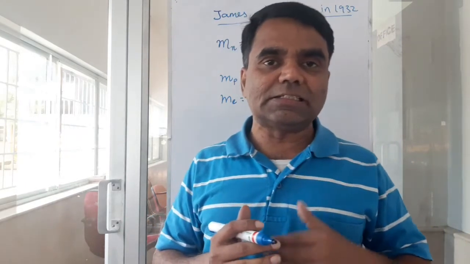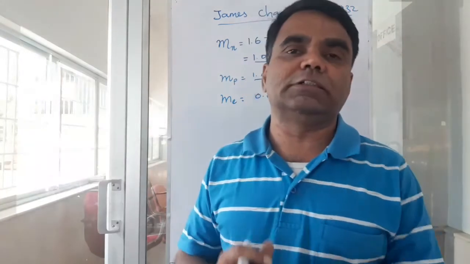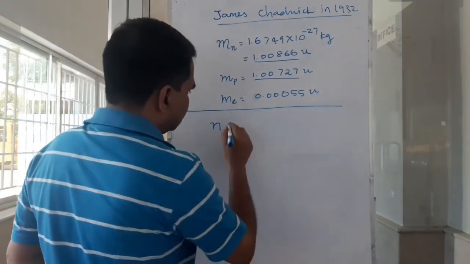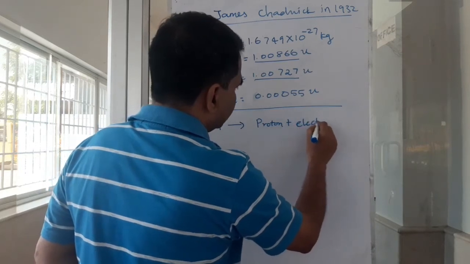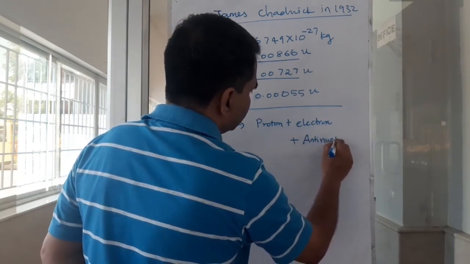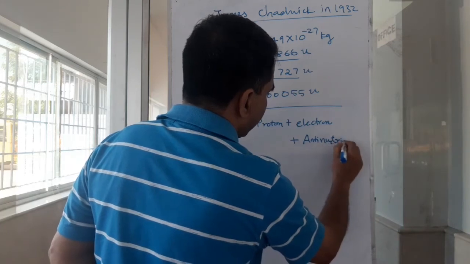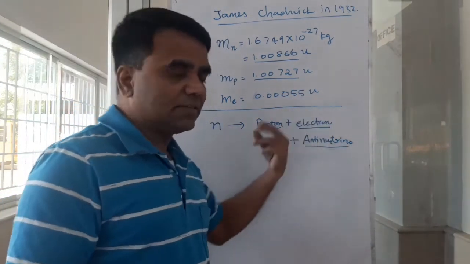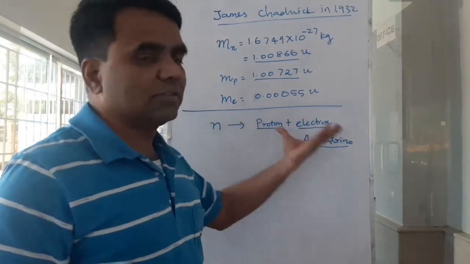When it is outside the nucleus, it disintegrates or decays into 3 particles. It destroys itself and then becomes 3 other particles. If you take a neutron out of the nucleus, then it becomes a proton, an electron, and an antineutrino particle. So it's proton, electron, and antineutrino. These 3 things make a neutron. So when a neutron disintegrates, these 3 particles come out of it.